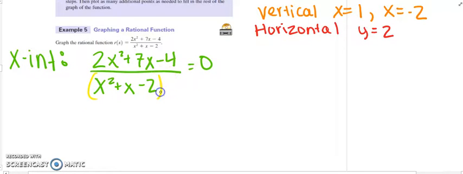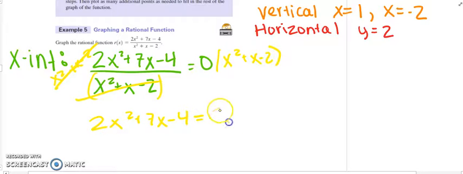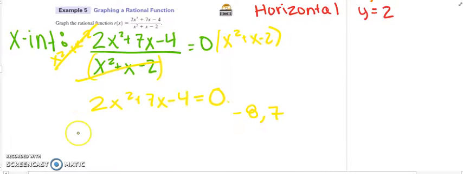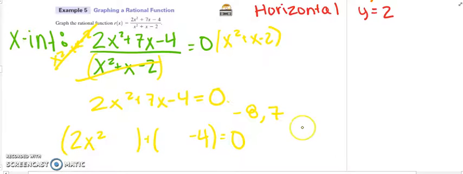Well, the first thing I'm going to do is multiply this on both sides, and it cancels. This is always going to happen. So what you can do to find your x-intercepts is just set your numerator equal to 0. So I now have 2x squared plus 7x minus 4 equal to 0. Now I can factor or t-chart, and they need to multiply to be -8 and add to 7. Okay, 4 and 2 doesn't work, so it's going to have to be 8 and 1.